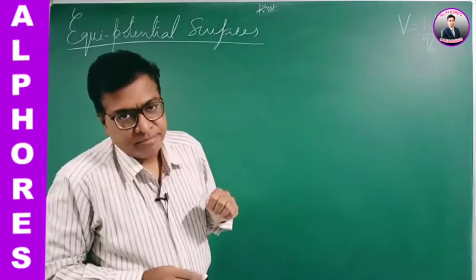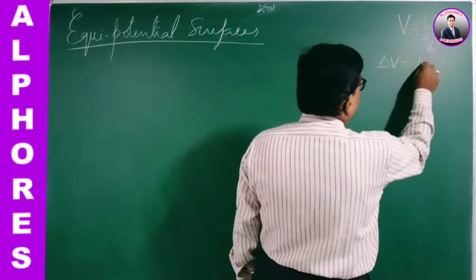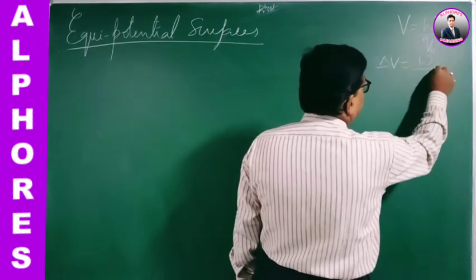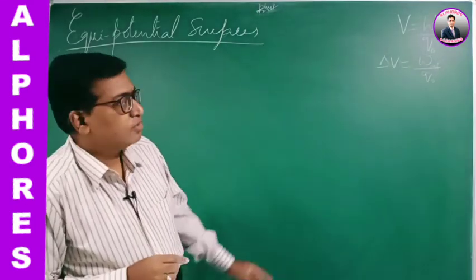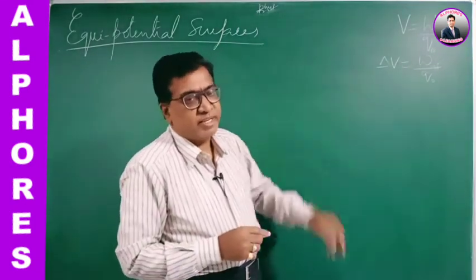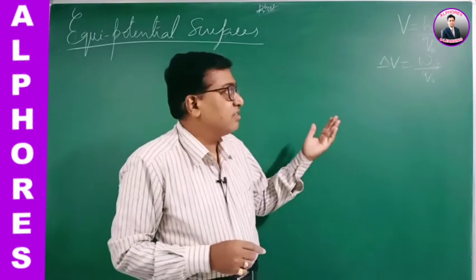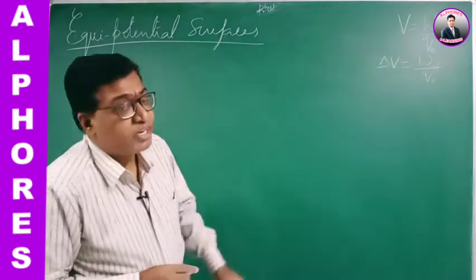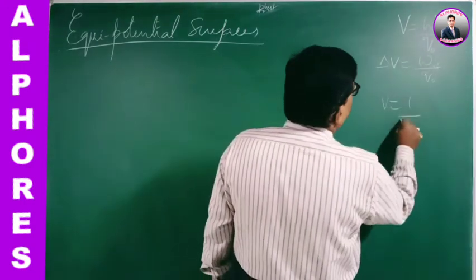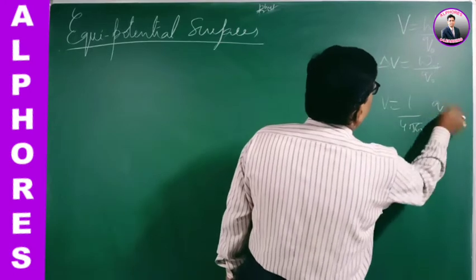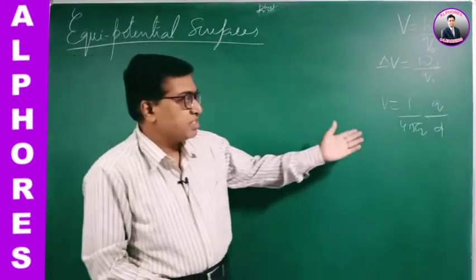Now, the potential difference between two points is the work done in moving the charge from initial to final per unit positive test charge. Later, we discussed potential due to a point charge. We have deduced a formula for the potential due to a point charge. It's 1 by 4 pi epsilon naught, q by d, where d is the distance of the point.